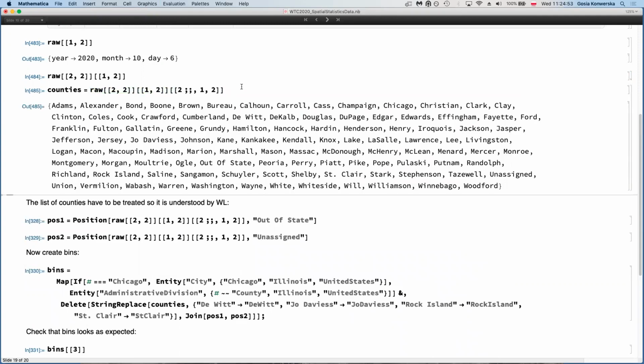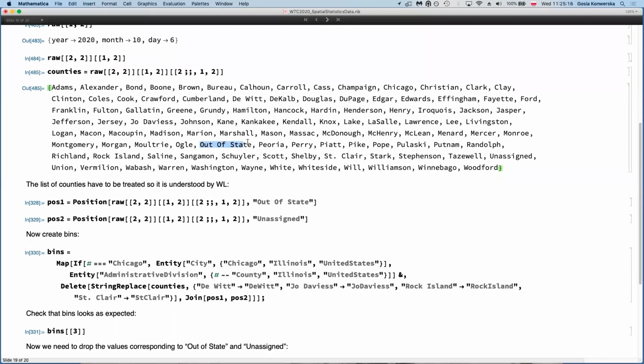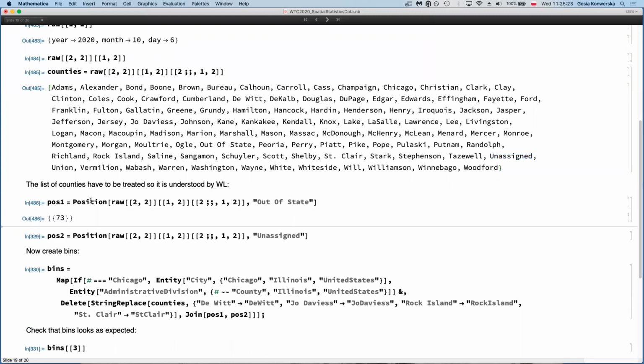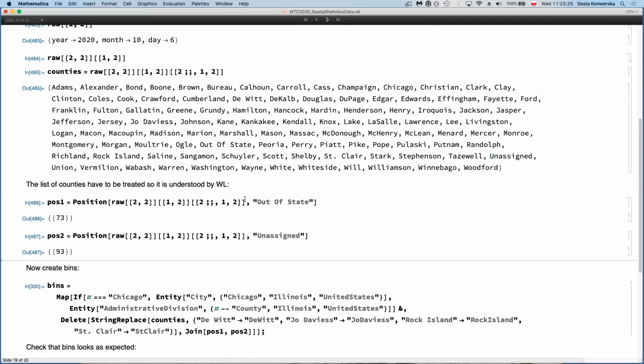The next step is to look at this and see what has to be done to make sure that we can match these counties with the entities in Wolfram Language that will give us the proper locations. The first thing that jumps out is that DeWitt, for example, has a space, and in Wolfram Language the entities are written without spaces. The other issue is that we have out of state, and we also have unassigned, so we need to drop them. So I'm going to find the positions for these two problematic entries that we need to drop.